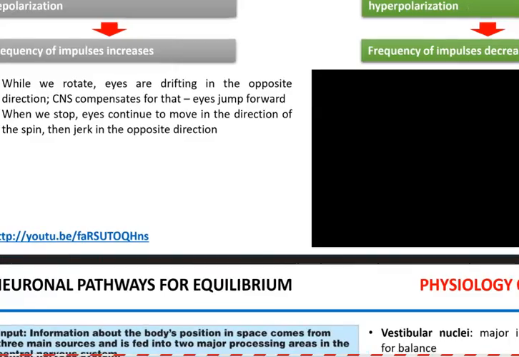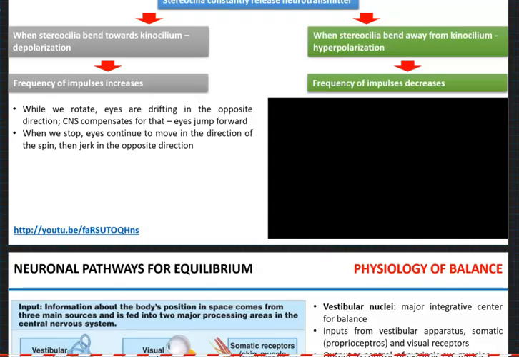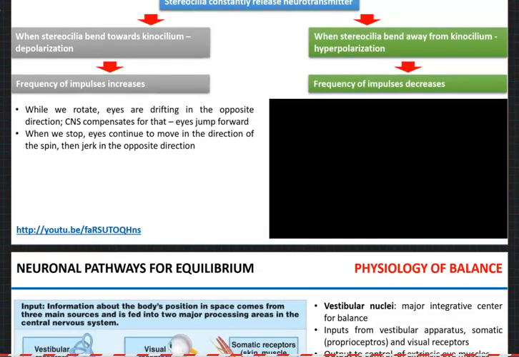Now, in the PowerPoint, there is a YouTube video. It's kind of interesting just to see what vestibular nystagmus is. So basically, if you turn someone, like if somebody would rotate me on the chair, my eyes will be jerking. That's called vestibular nystagmus.